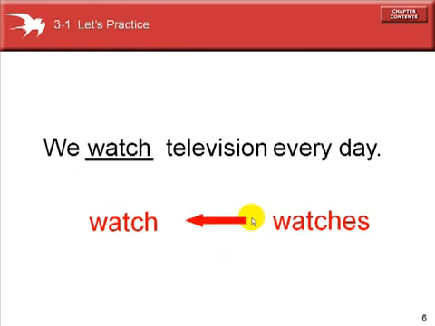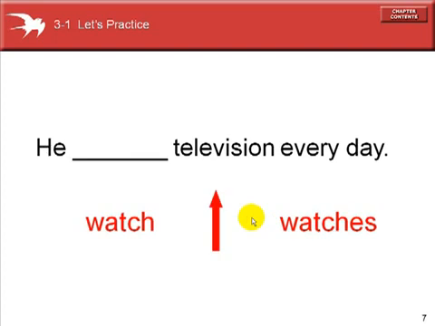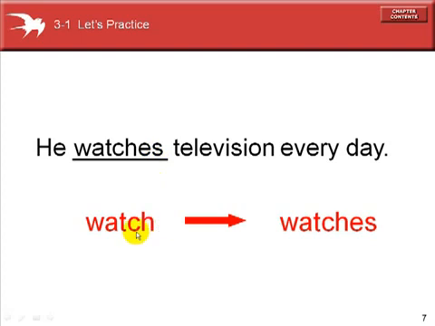We watch television every day. First person plural. He watches television every day. For the third person, we must add an ES because the verb ends in CH, so you must form another syllable, and to do that we add two letters, E and S.